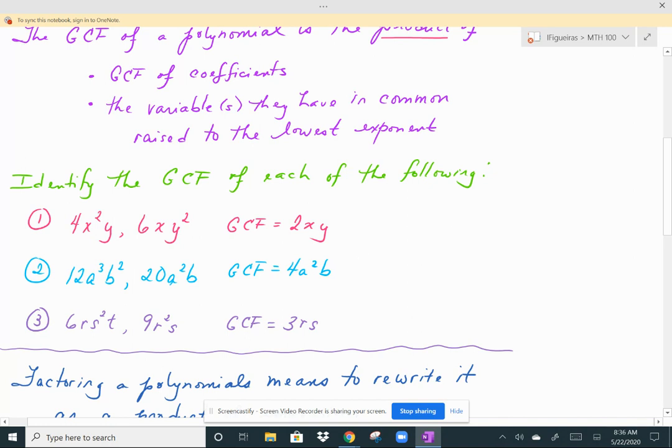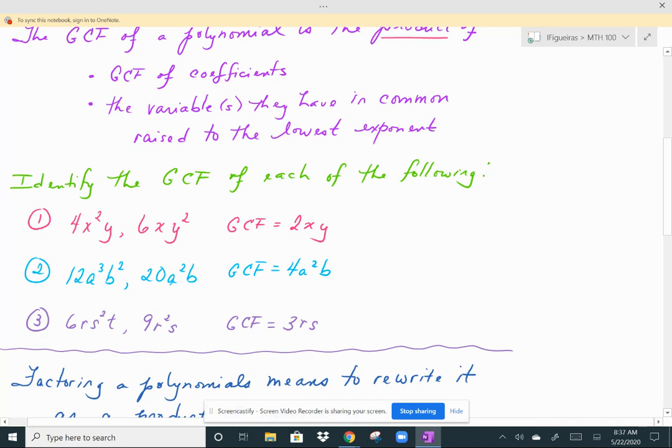Right, here's another example. 6r squared t and 9r squared s. All right, let's talk about the coefficients first. The GCF for 6 and 9 is 3. They have r's in common. Raised to the lowest exponent is just r. They have s in common. Raised to the lowest exponent is just s. They do not have t in common, therefore that is not part of the GCF. So your GCF is 3 times r times s.